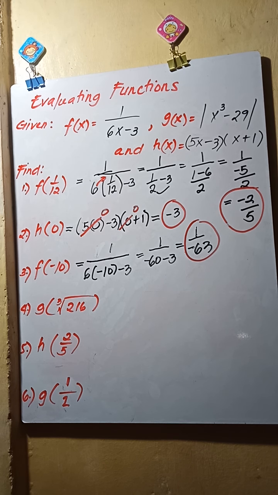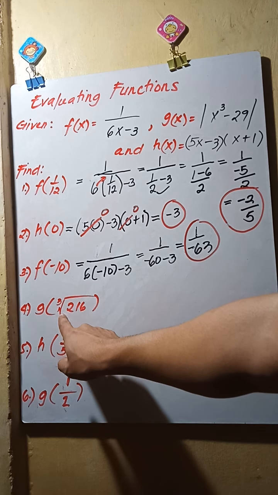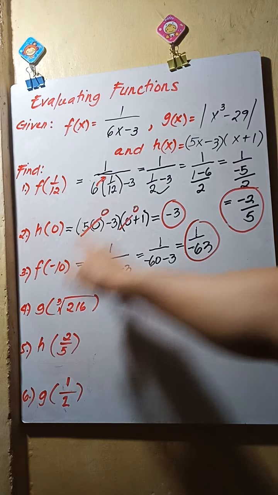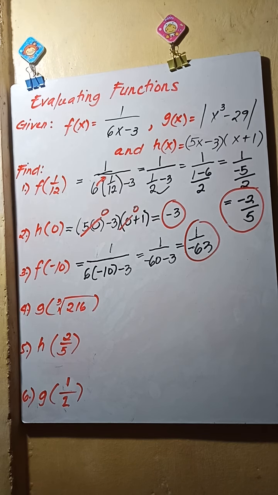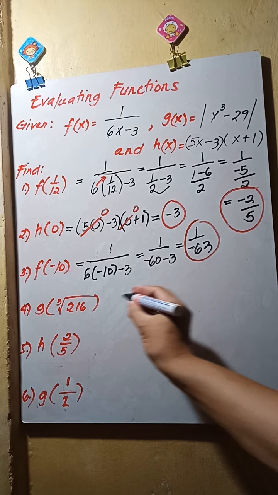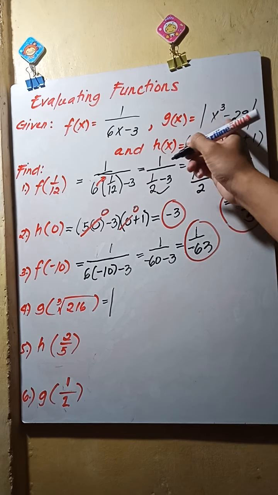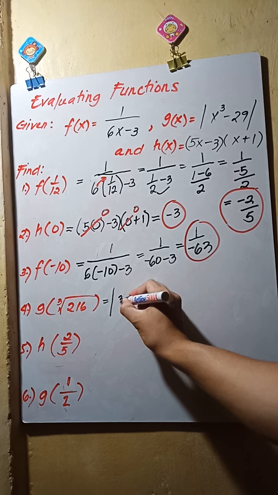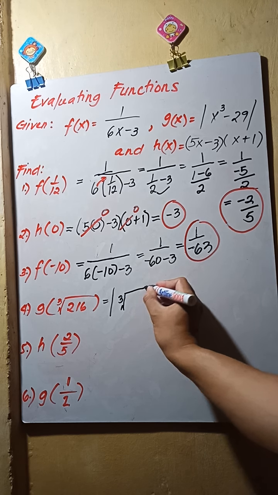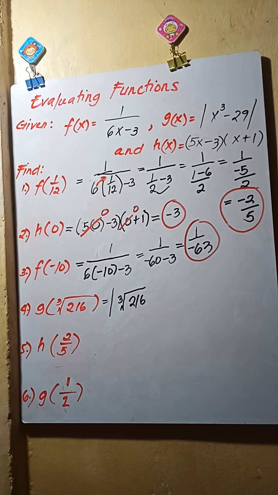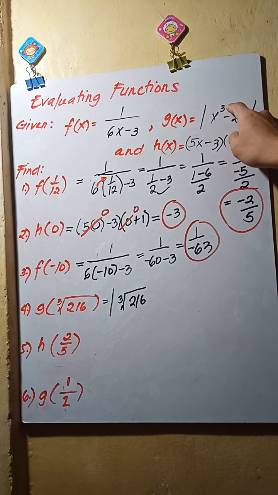So what about number 4? Sa number 4, g daw of the cube root of 216. So cube root of 216. Dahil nga g yung function natin, punta tayo sa g na function natin. So again, we just simply write the equation. So the absolute value of the cube root, ayan naman yung cube root of 216. The cube root of 216 and then raised by, take note, naka-raised by 3.